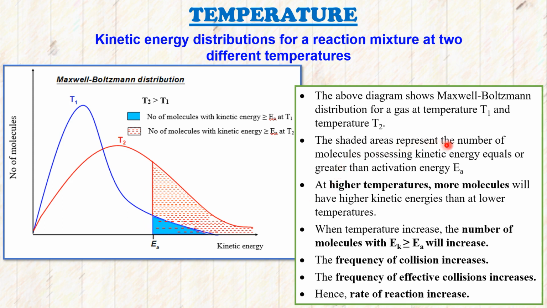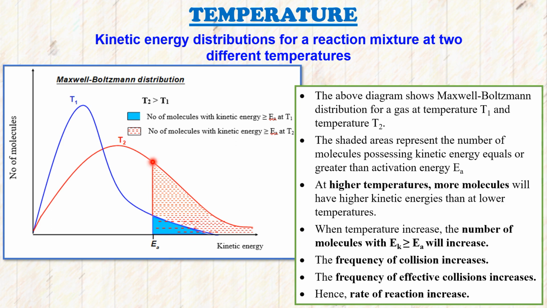The shaded area represents the number of molecules possessing kinetic energy equal to or greater than the activation energy. Here is the activation energy, which refers to the minimum energy required to initiate the reaction. So for the region T1, which is the lower temperature, the shaded area represents the number of molecules at T1 that possess kinetic energy equal to or greater than EA.